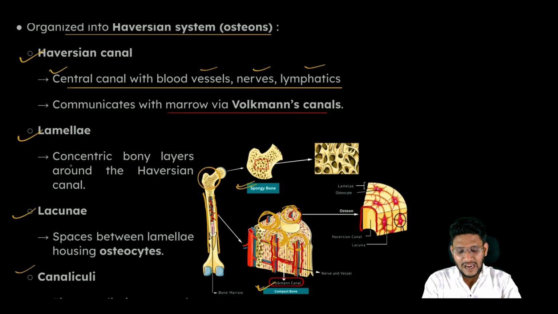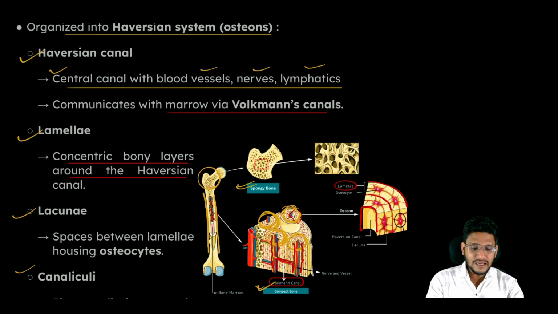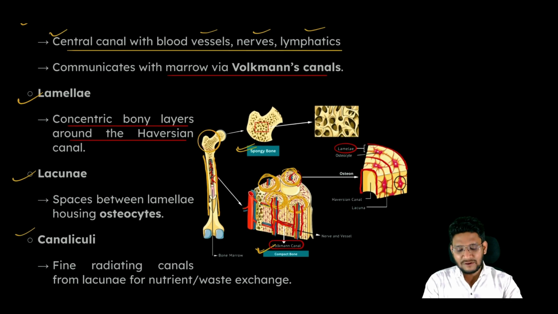Then we have lamellae, and these are concentric bony layers around the Haversian canal. So this is the Haversian canal, and around this canal these are concentric layers. These layers are lamellae. Then we have lacunae. Lacunae are the spaces between lamellae, and these spaces house the osteocytes. This space is called lacunae, and osteocytes will be present here.